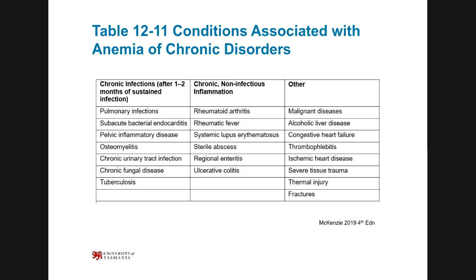Mackenzie has a really good chapter on iron dysregulation, and this table is quite lovely. It shows you that there are a lot of conditions that are associated with anemia of chronic inflammation. Otherwise we do tend to focus on things like rheumatoid arthritis, but you can see here that any sort of chronic inflammatory condition can cause anemia of chronic inflammation.